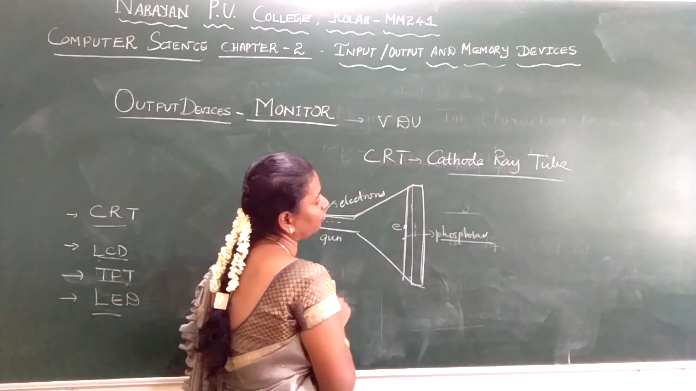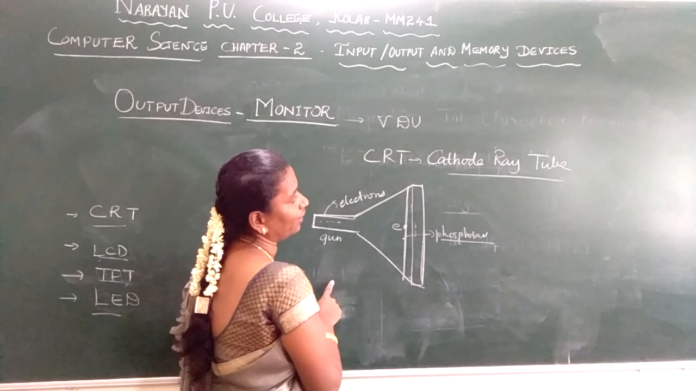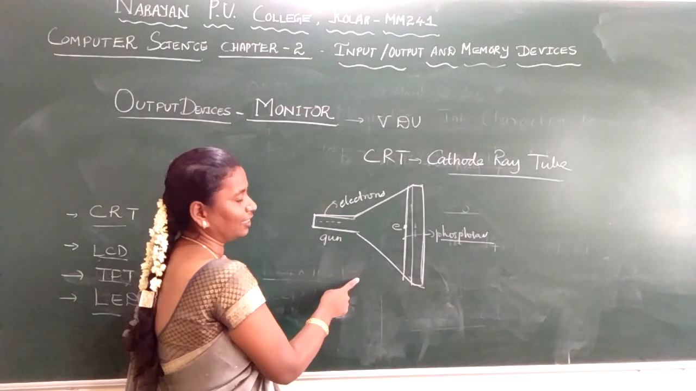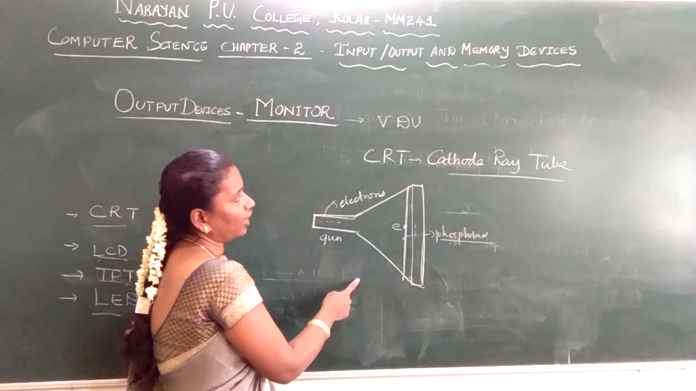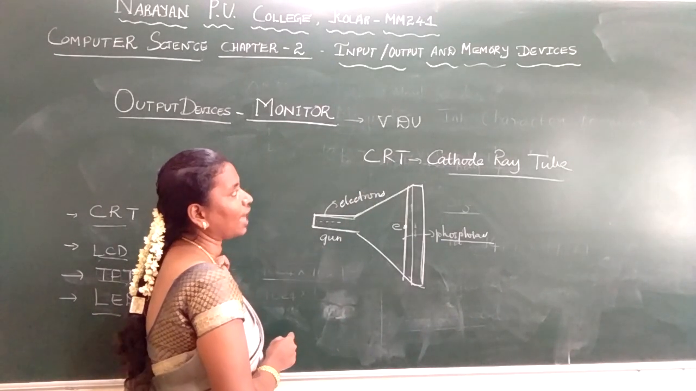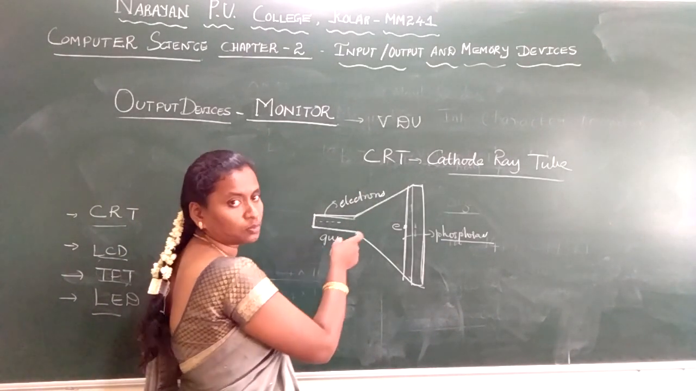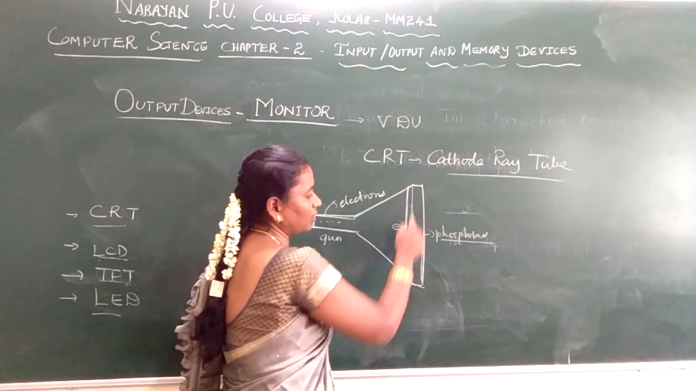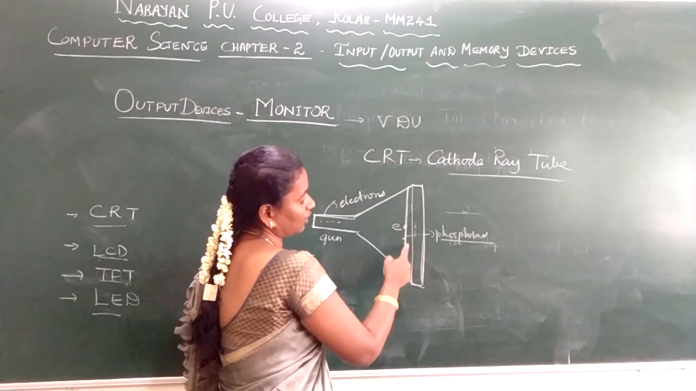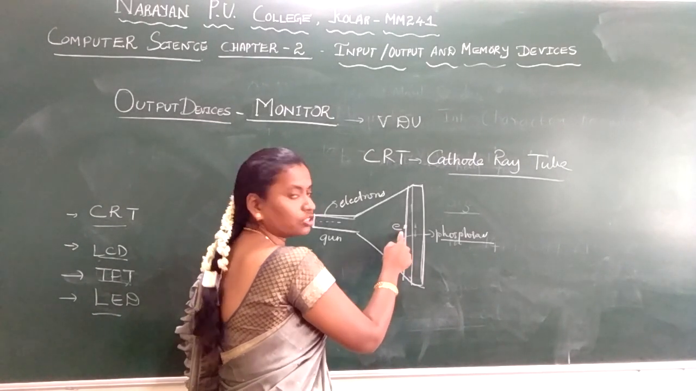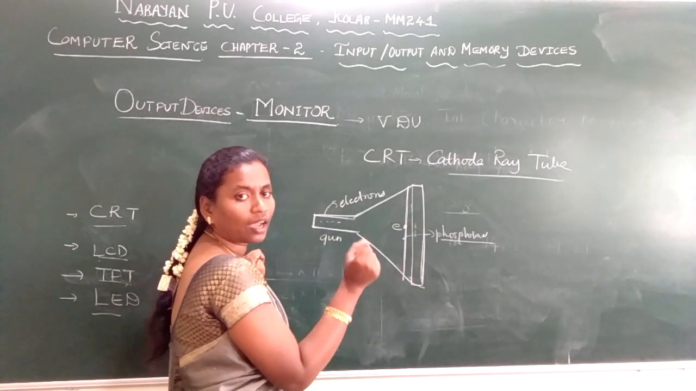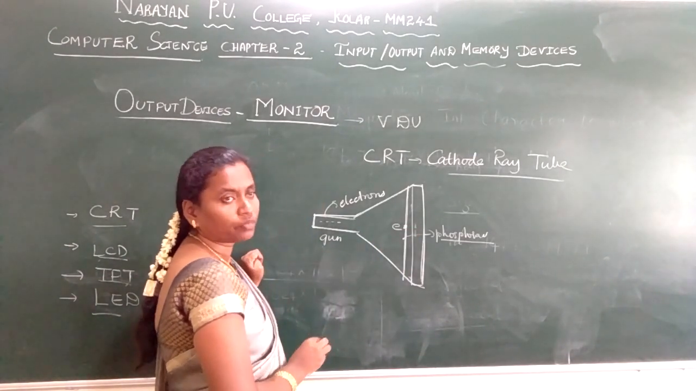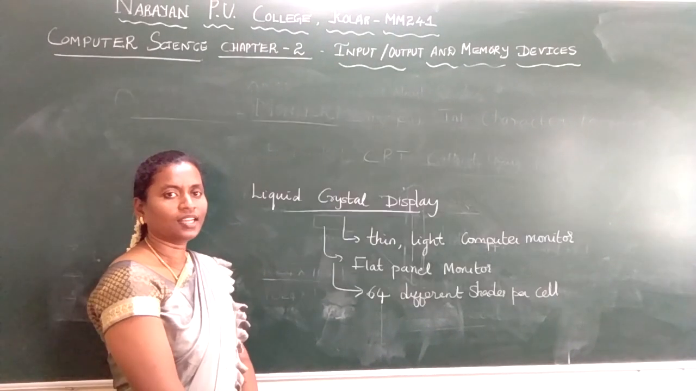These types of monitors were used in the olden days, especially in olden days televisions. They use this kind of system, the cathode ray tube system, where the gun keeps continuously emitting electrons. These electrons go and hit the phosphorus on the screen. As a result, that point will be darkened, so that it gives us the resolution on your screen. This is about the CRT monitor.